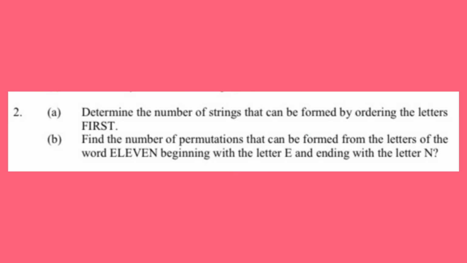Question 2b. Find the number of permutations that can be formed from the letters of the word ELEVEN, beginning with the letter E and ending with the letter N. Okay, so we're asking ourselves the general questions that we always ask when dealing with these problems. Does order matter? Is there any repetition of any element? First of all, from the get-go, we know that order matters because the problem is asking us to find the number of permutations. Permutations, order. And of course, is there any repetition of any element?